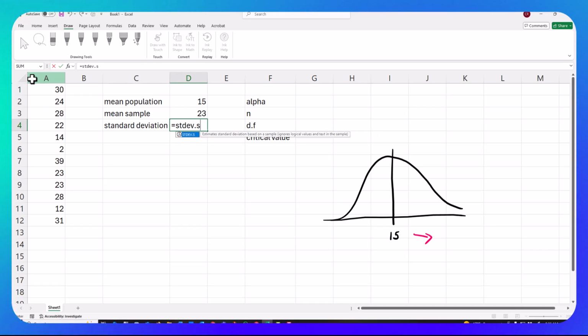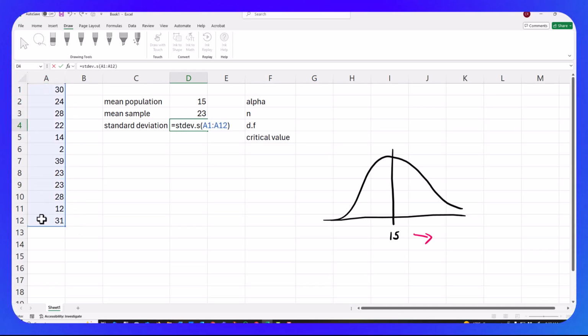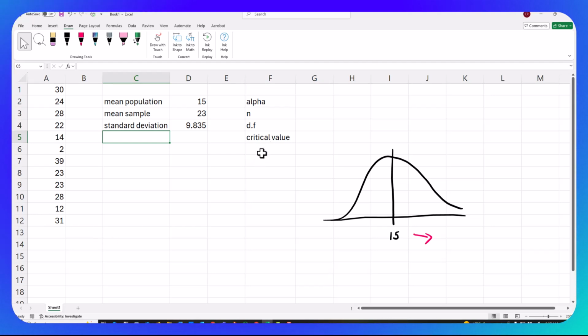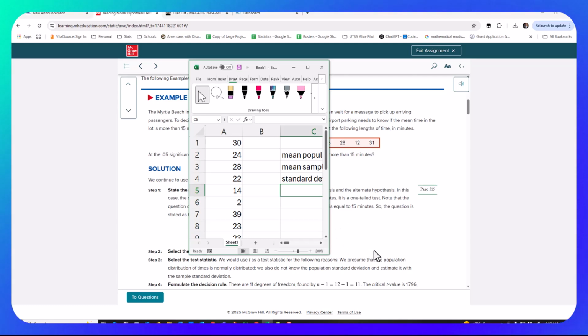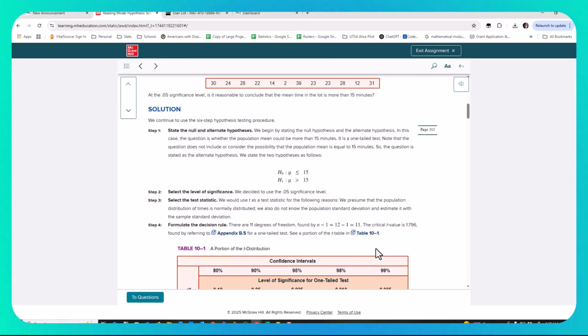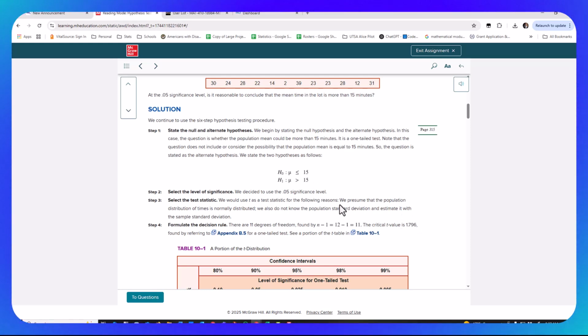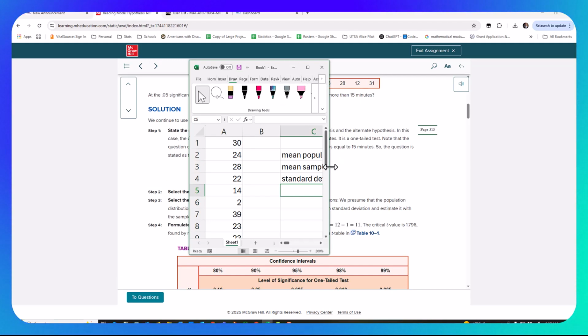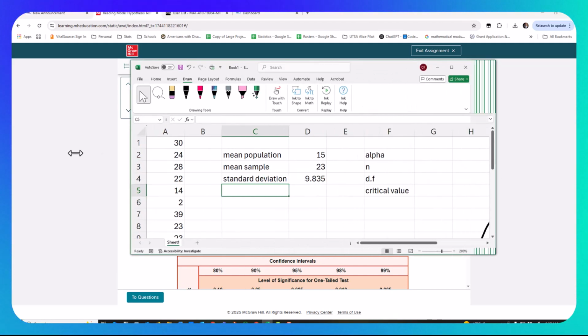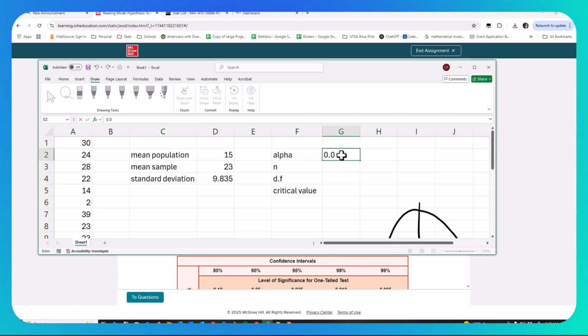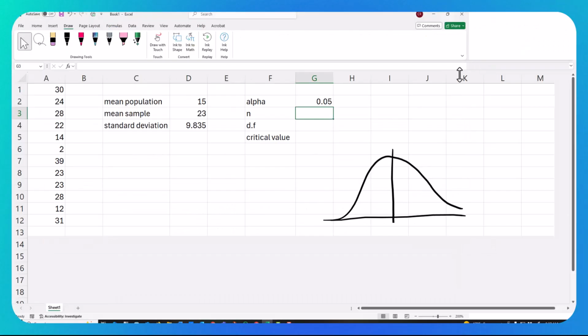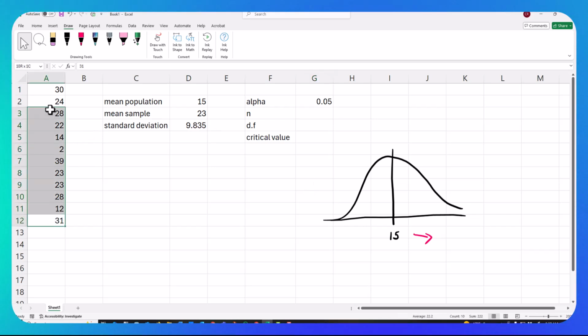This is a sample. If you have an older Excel, it's just STDEV. I highlight those values, and this gives me my standard deviation. This test was said somewhere, use a t-test statistic, which I am, and that we're going to use a significance level of 0.05. Let's put this here. So my alpha is 0.05. My n is my sample size.